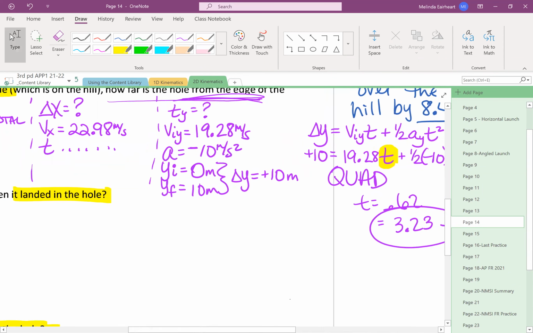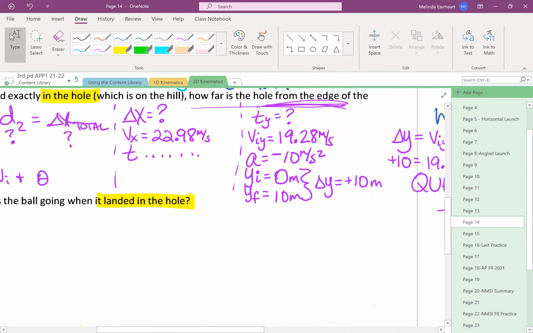And that's not even our final answer. Goodness gracious. Why did we do all that? Well, we needed the time for the horizontal. And so now we know 3.23 seconds. Now, how do I find that big total range? Right, our equation is horizontal velocity times that time. And so multiply those two numbers together. I'm running out of room. But what's 3.23 times 22.98 or 23? Point what? 2. And that's not my final answer.